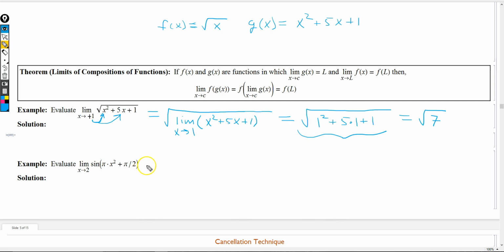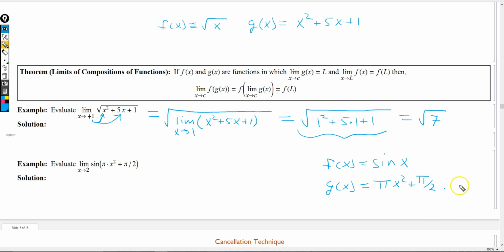Now if you want, you could try this one. If you want to pause it, you could try this one. I'm going to do it now, assuming that you already tried it. So now, in this case, for this function right here, the f of x is playing the role of the sine x. So let me put that over here. So the f of x is the sine of x, and the g of x is what's inside. It's the pi x squared plus pi over 2.